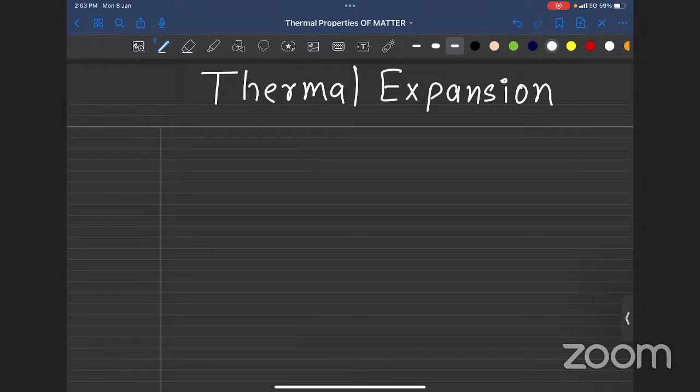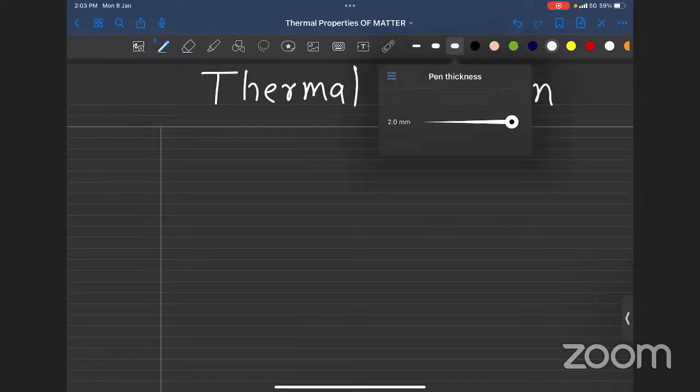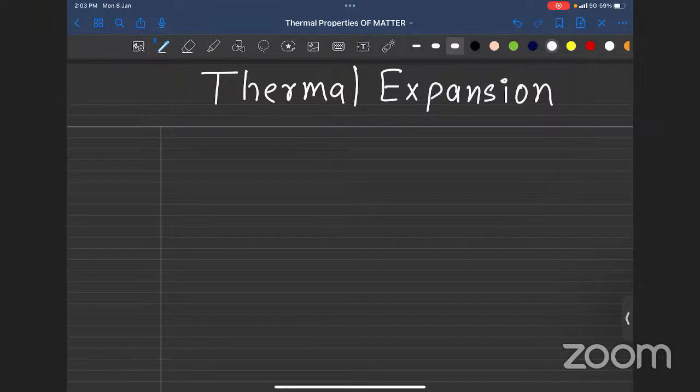Thermal expansion. Okay, let's start it. Before starting it, I just wanted to ask a question from you students. So the question is in front of you. Suppose you are having a sphere like this. This is a sphere in front of you on your screens.